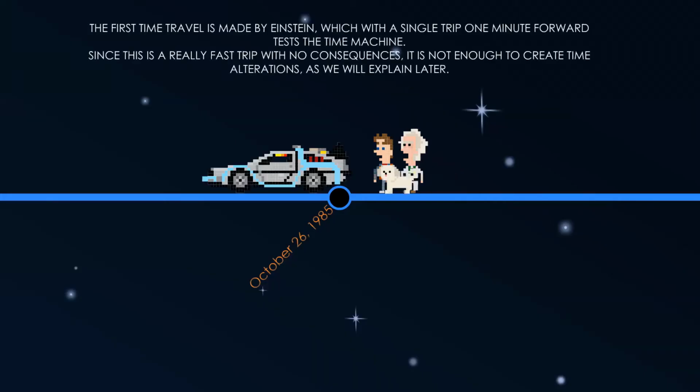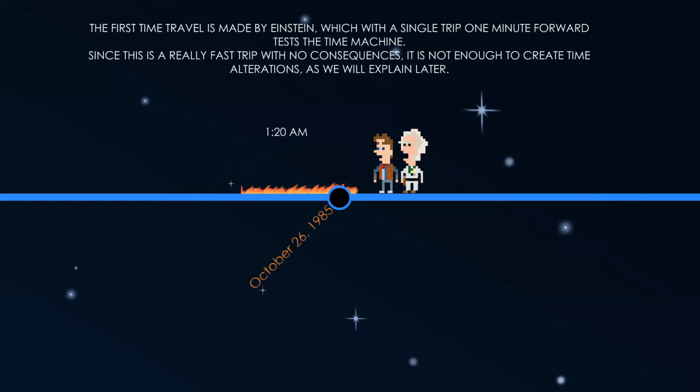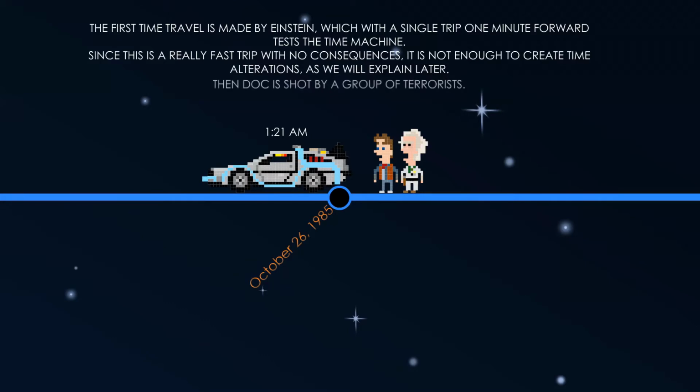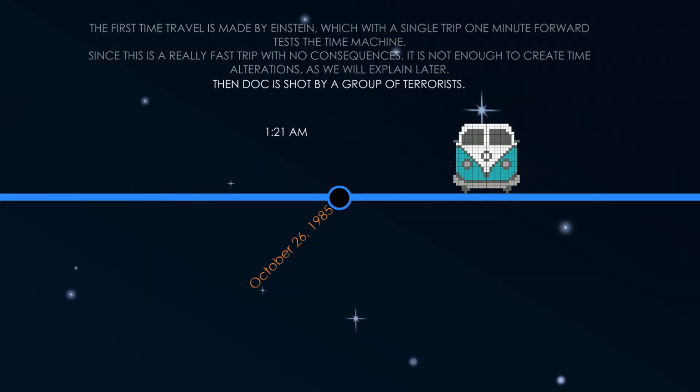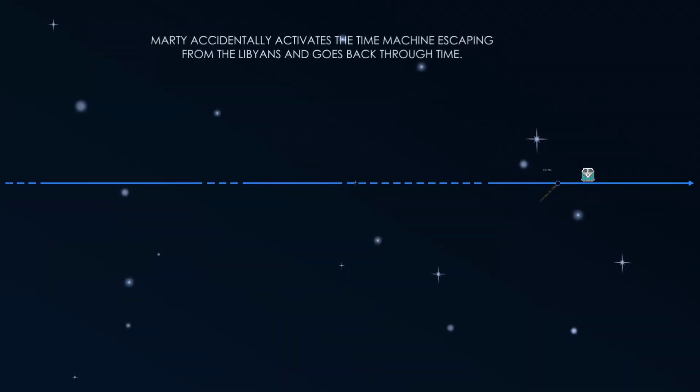First time travel is made by Einstein, who with a single trip 1 minute forward tests the time machine. Since this is a really fast trip with no consequences, it is not enough to create time alterations, as we will explain later. Then Doc is shot by a group of terrorists. Marty accidentally activates the time machine, escaping from the Libyans, and goes back through time.